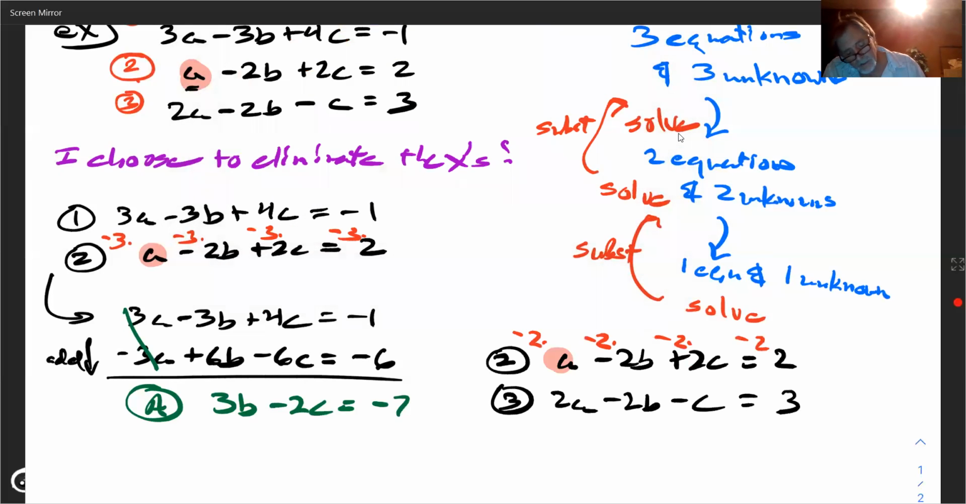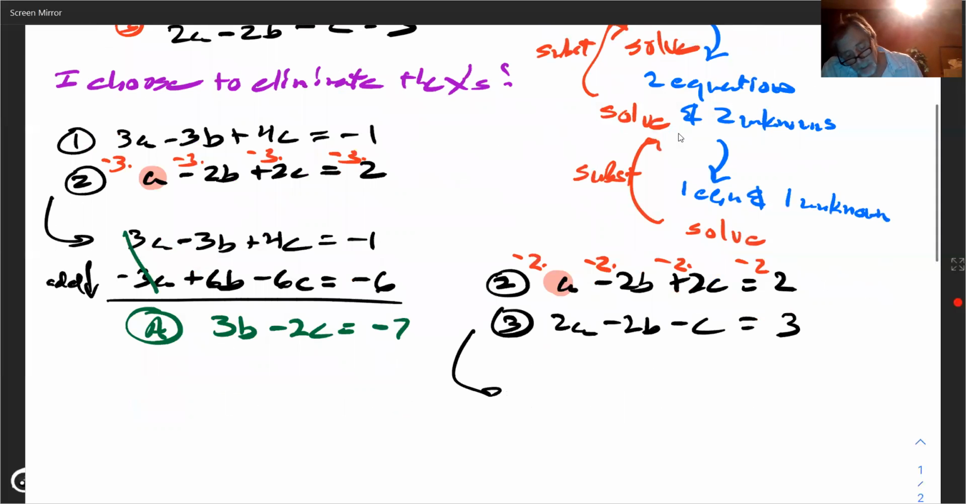Okay, we're going to shuttle down here again, and we're going to rewrite it. It looks like the top is going to be -2A. -2 times -2 is +4B. -2 times 2 is -4C. And -2 times 2 is -4. Downstairs, we'll leave this one alone. Rewrite it, 2A.